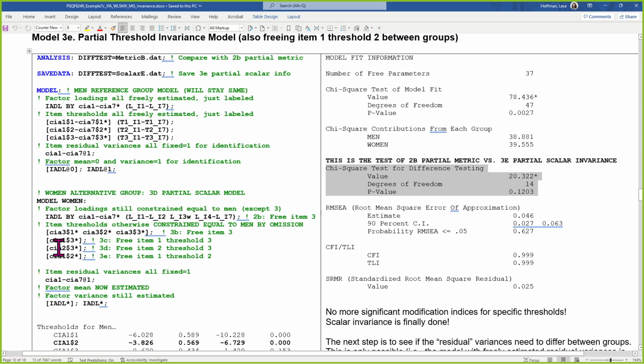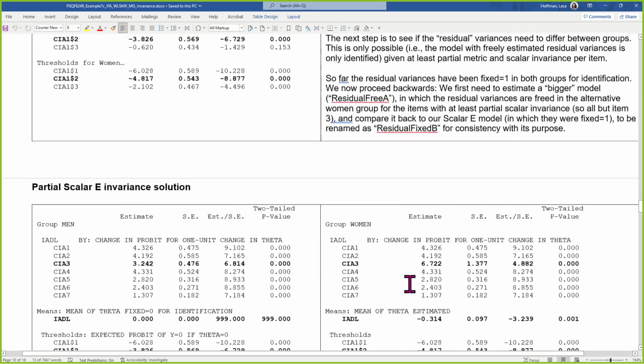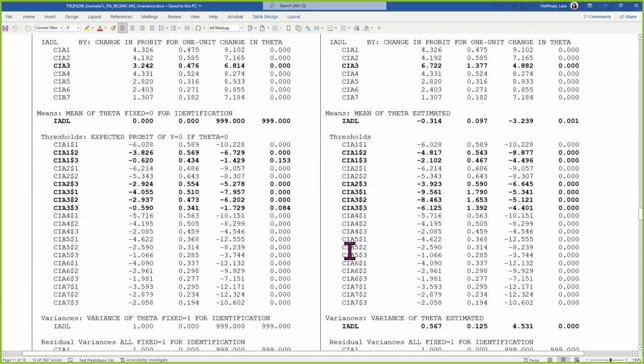So it looks like out of the potentially, let's see, 21 thresholds, because I have 7 items and each item has 3 submodels, I had to give up 6. So 6 out of 21. 6 out of 7 loadings are invariant, and 15 out of 21 thresholds are invariant. So here's my solution. I've highlighted in bold the ones that are different.